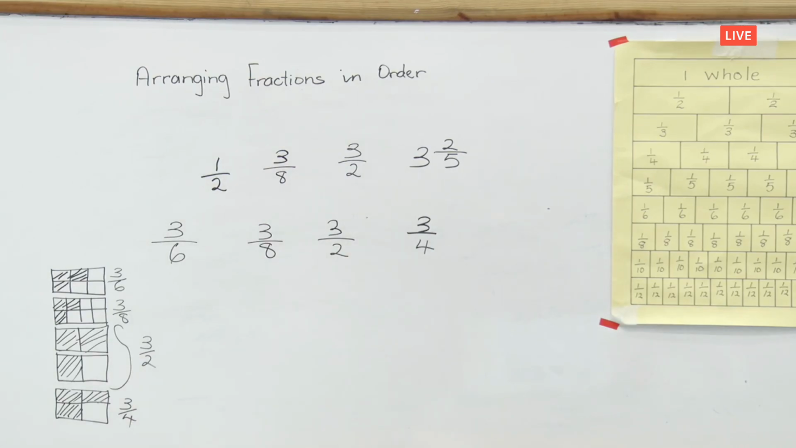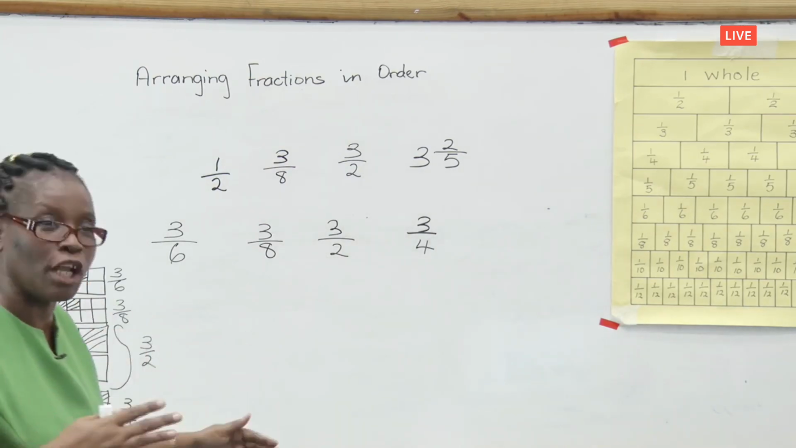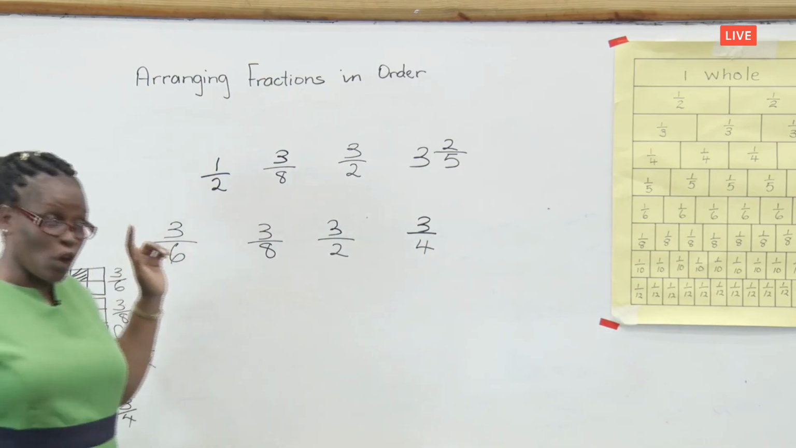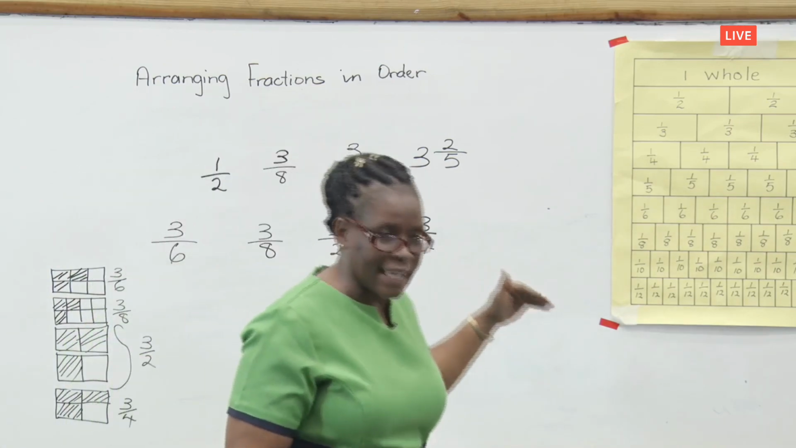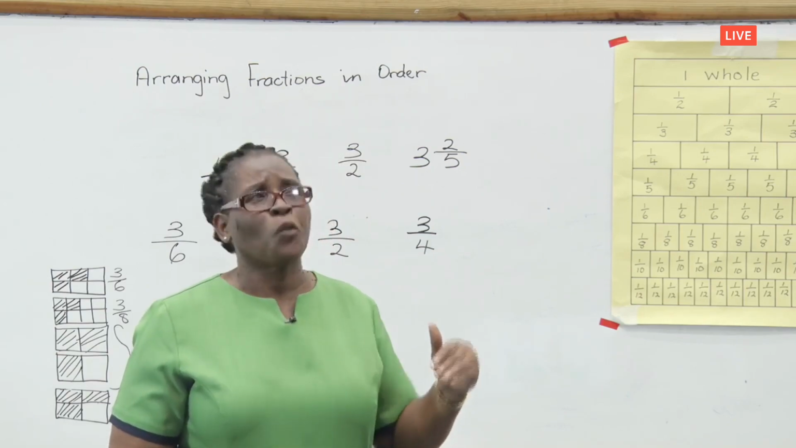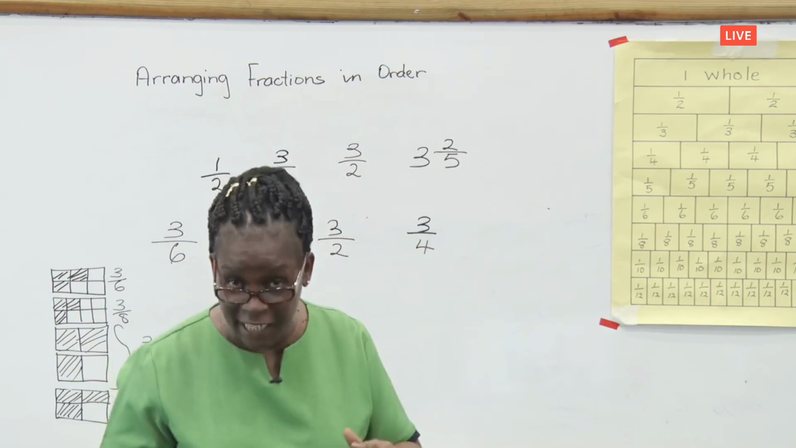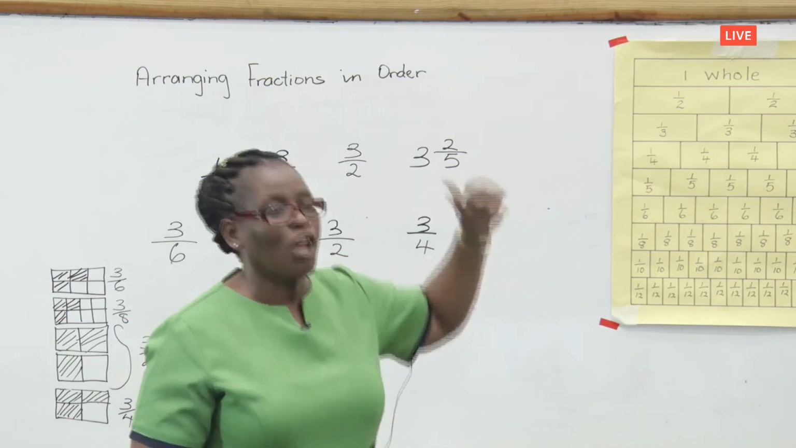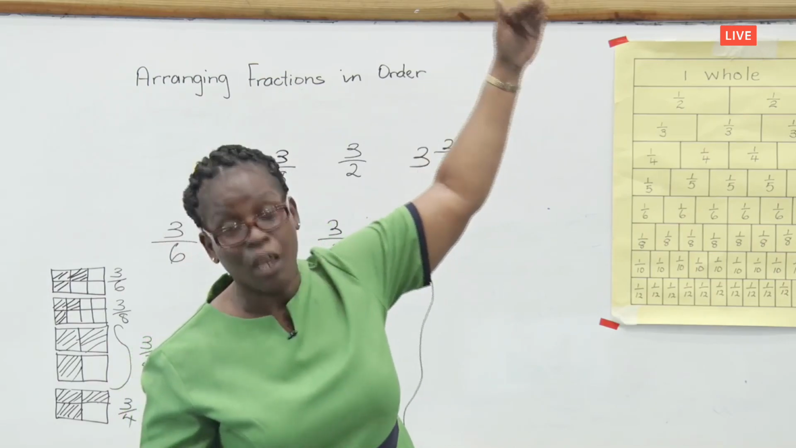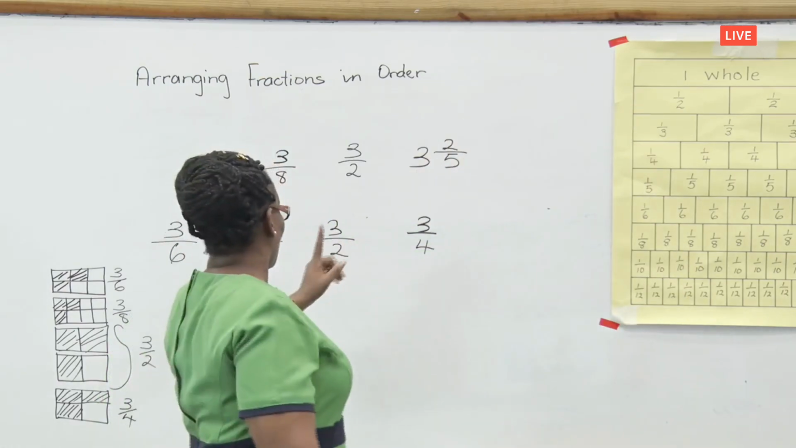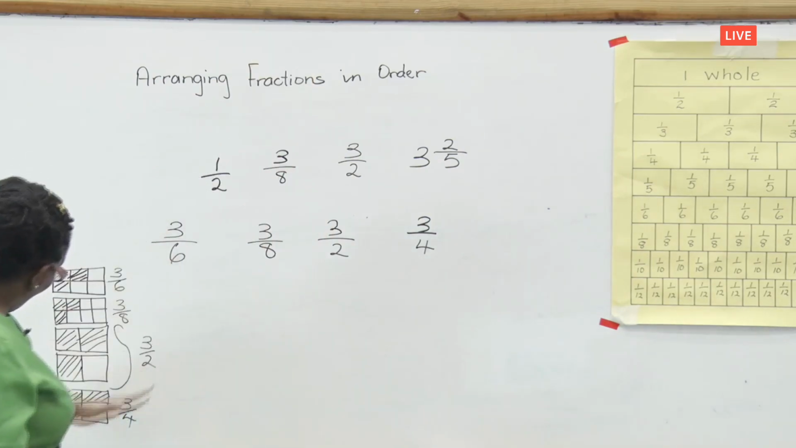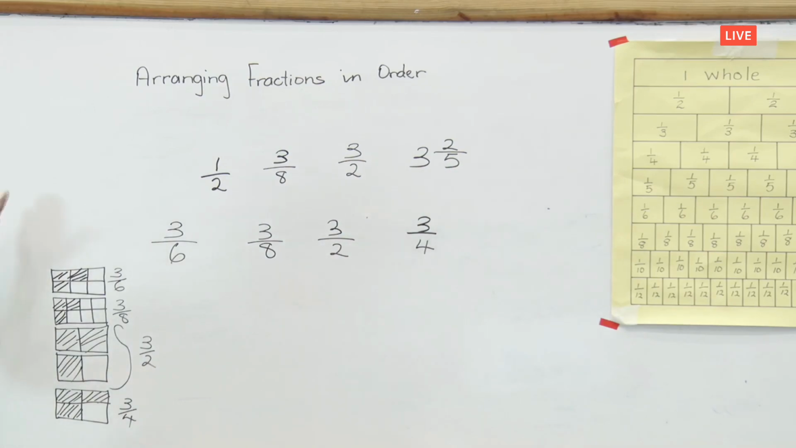Now let's look at our diagram. Let's see if we can look at the diagram and see which is the biggest and which is the smallest. So let's look. And this time we are going to arrange these into descending order. When we say descending order, what do we mean? What letter is for descending? D. And what else D stands for? Down. So we are coming down. So we are starting at the top and we are coming down. So we are going from the biggest to the smallest.